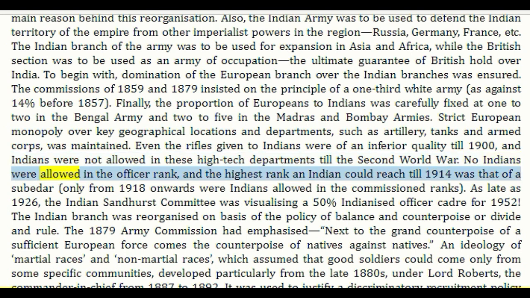No Indians were allowed in the officer rank, and the highest rank an Indian could reach till 1914 was that of a Subedar. Only from 1918 onwards were Indians allowed in the commission ranks. As late as 1926, the Indian Sandhurst Committee was visualizing a 50% Indianized officer cadre for 1952.